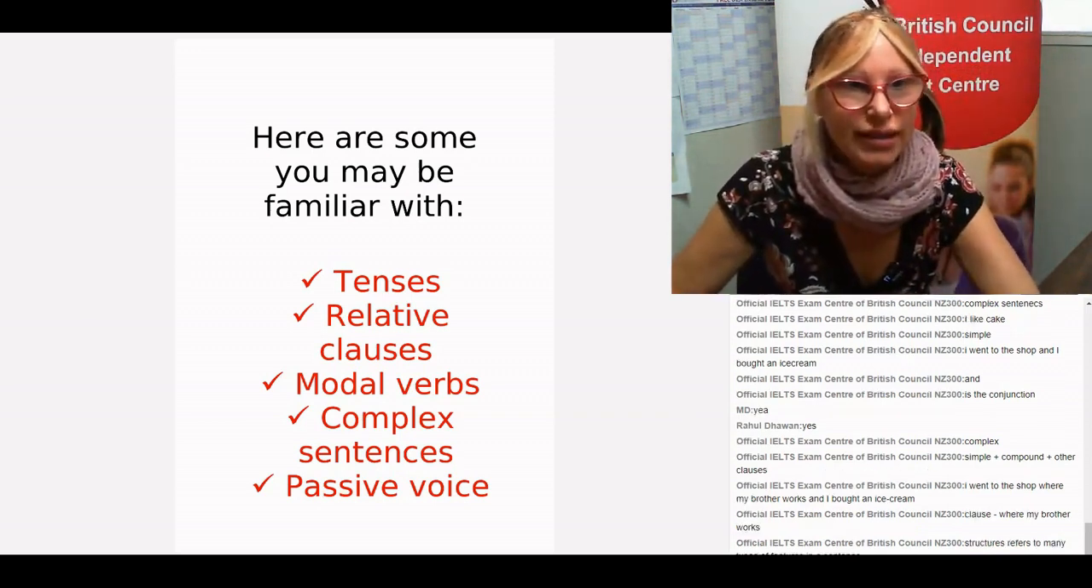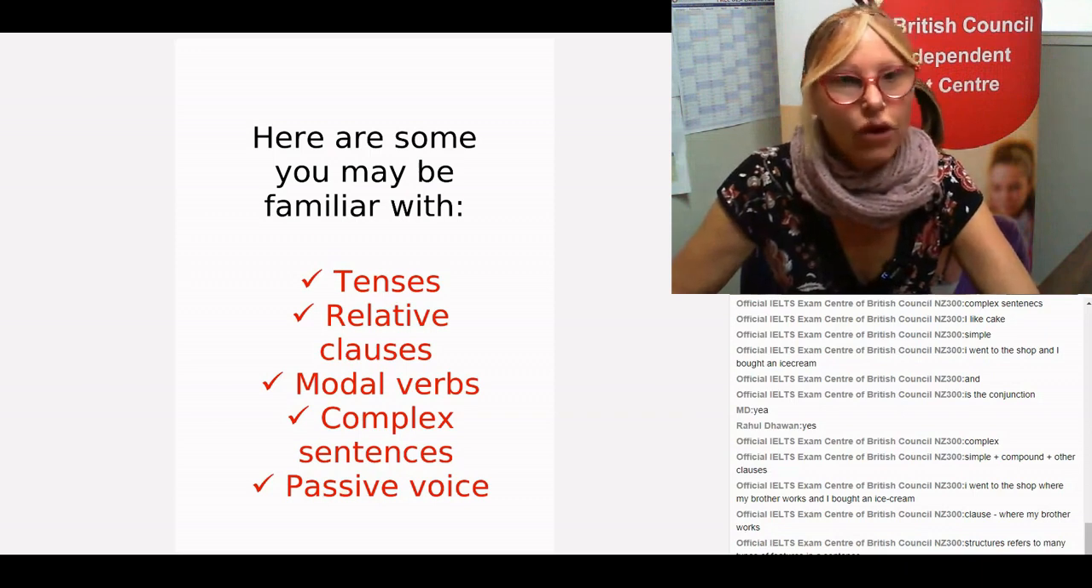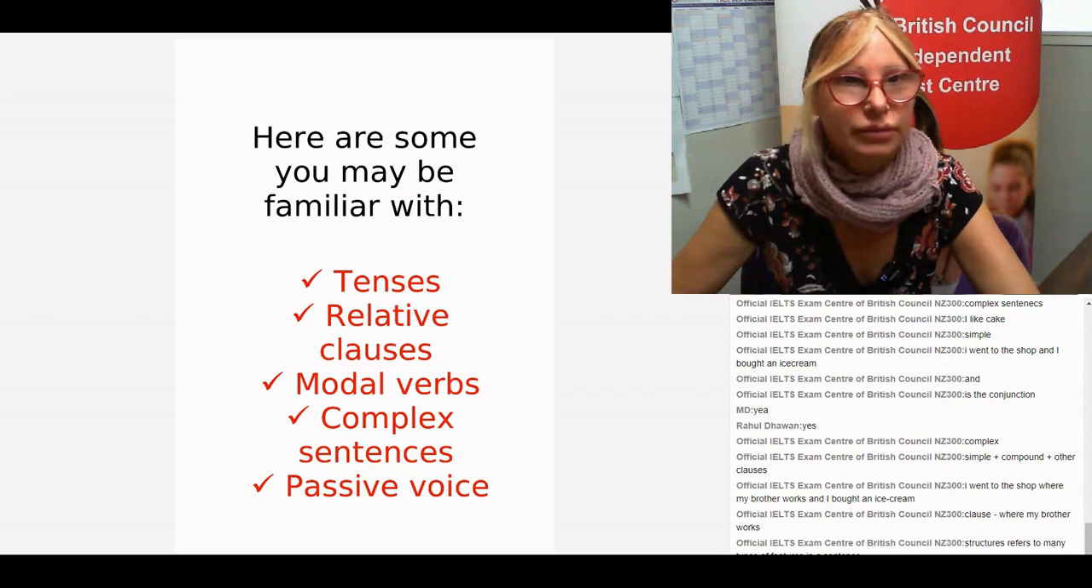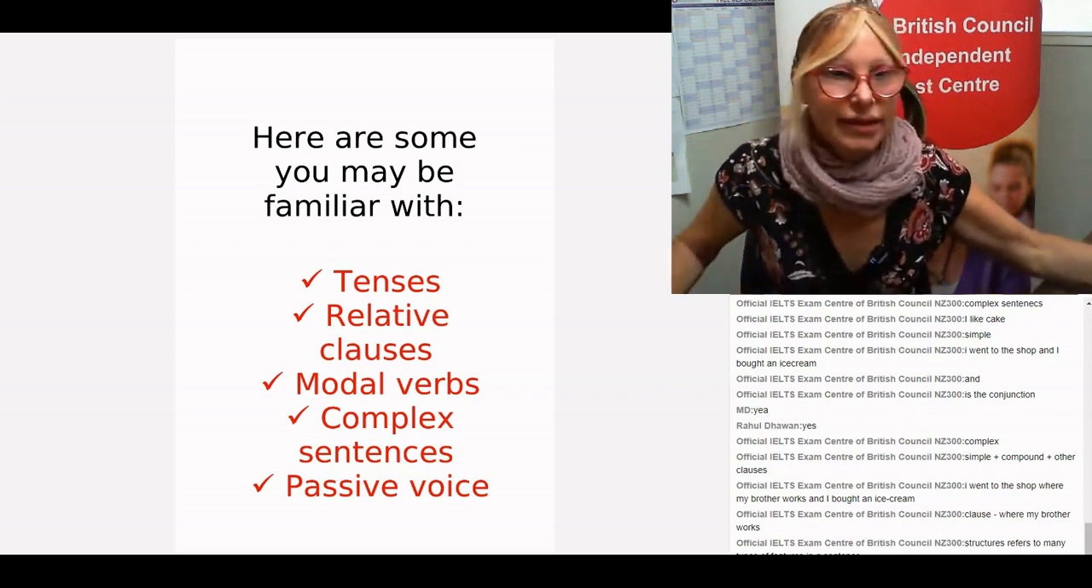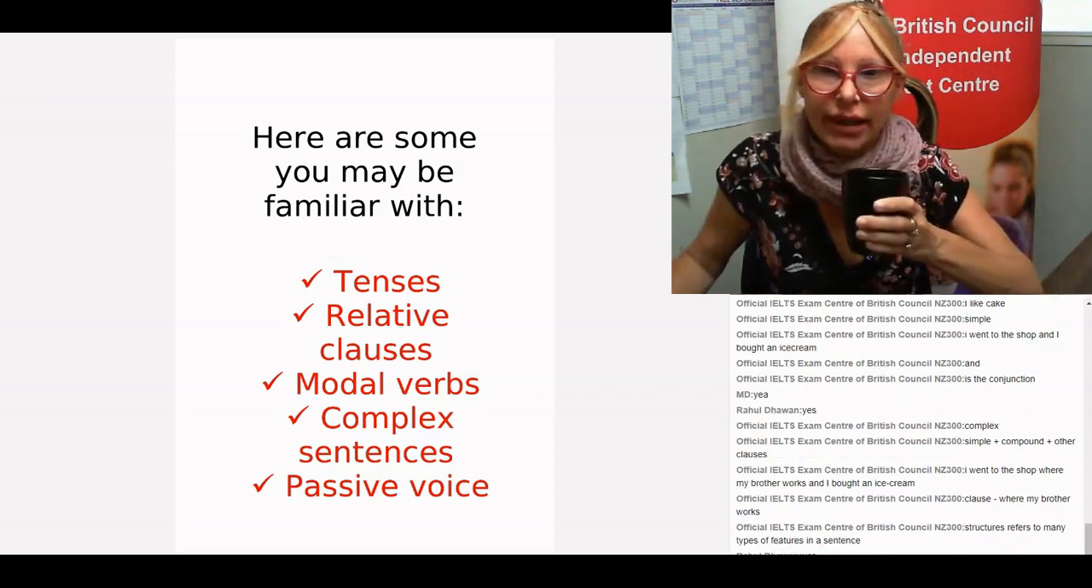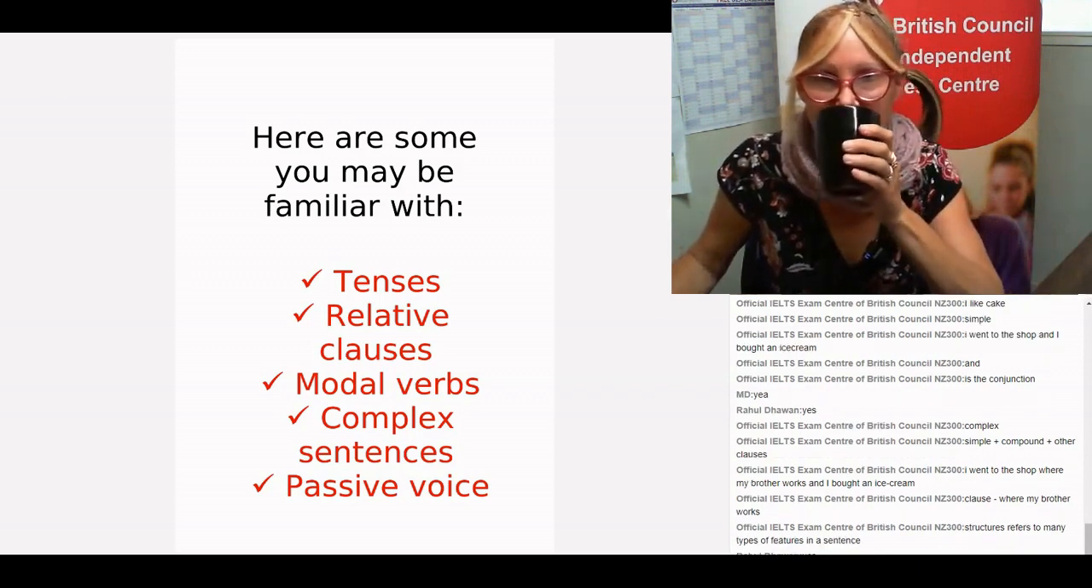Okay, so it's not just simply a subject and a verb and an object. Does that make sense? All good? You can just type yes in the box if it's okay. Great. Any questions at the moment about any of these features?